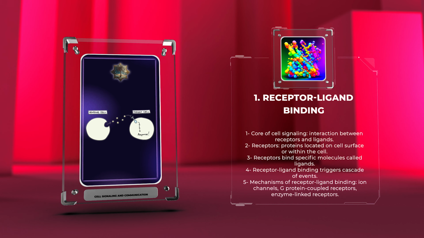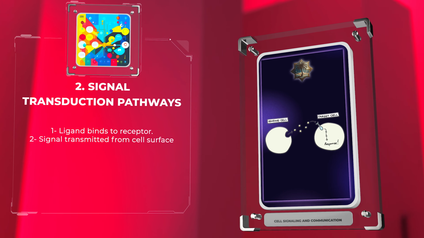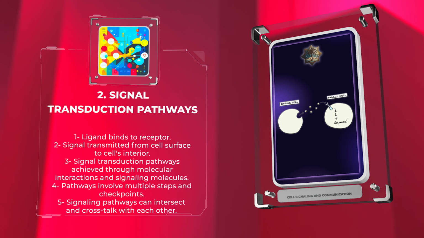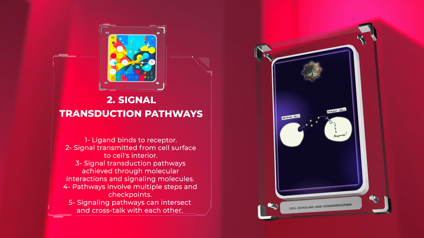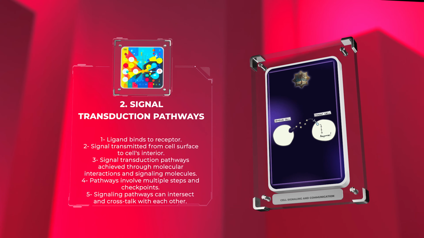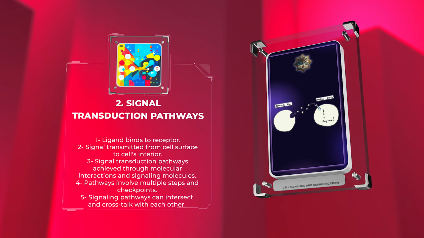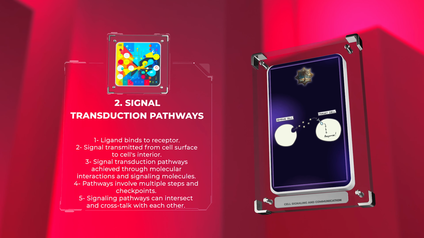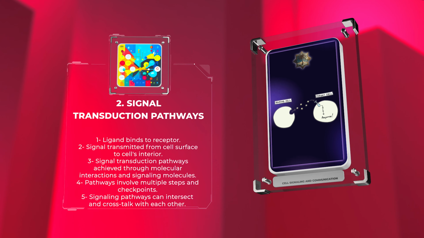Once a ligand binds to its receptor, the signal must be transmitted from the cell surface to the cell's interior. This is achieved through signal transduction pathways, which are comprised of a series of molecular interactions and signaling molecules. These pathways can involve multiple steps and checkpoints, ensuring the accuracy and effectiveness of the signal transmission process.